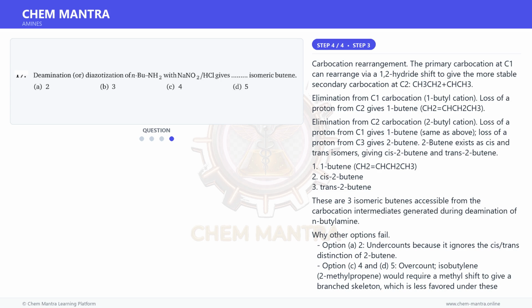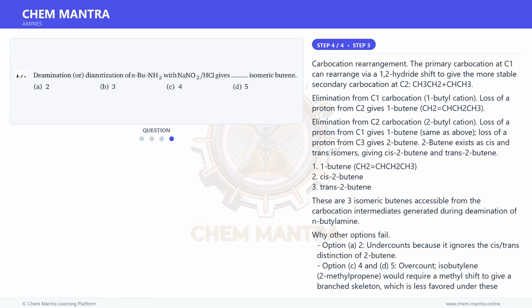And for the final step, carbocation rearrangement. The primary carbocation at C1 can rearrange via 1,2-hydride shift to give the more stable secondary carbocation at C2, CH3CH2+CHCH3. Elimination from C1 carbocation, 1-butyl cation.